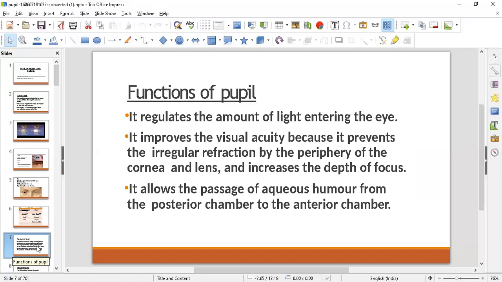So it regulates the amount of light that enters the eye, and it also reduces the spherical and chromatic aberrations and improves the depth of focus. And it also allows the passage of aqueous humor from the posterior chamber to the anterior chamber.